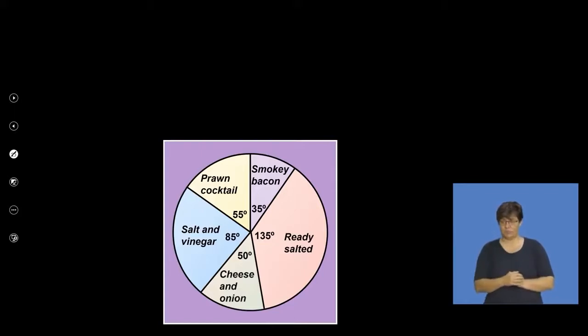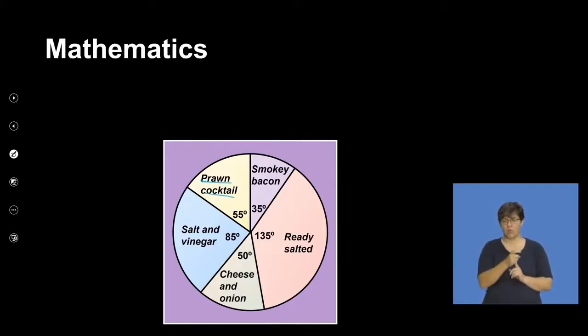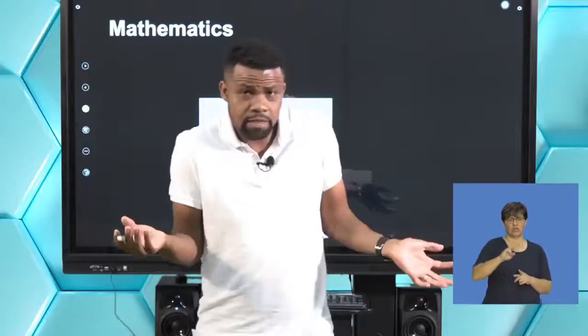So we have prawn cocktail, an angle of 55 degrees. And we have bacon here, which is 35 degrees, then we have ready salted at 135 degrees, cheese and onion, 50 degrees, salt and vinegar, which is 85 degrees. Okay. Does it mean anything? It's just a pie chart. What can I conclude there?